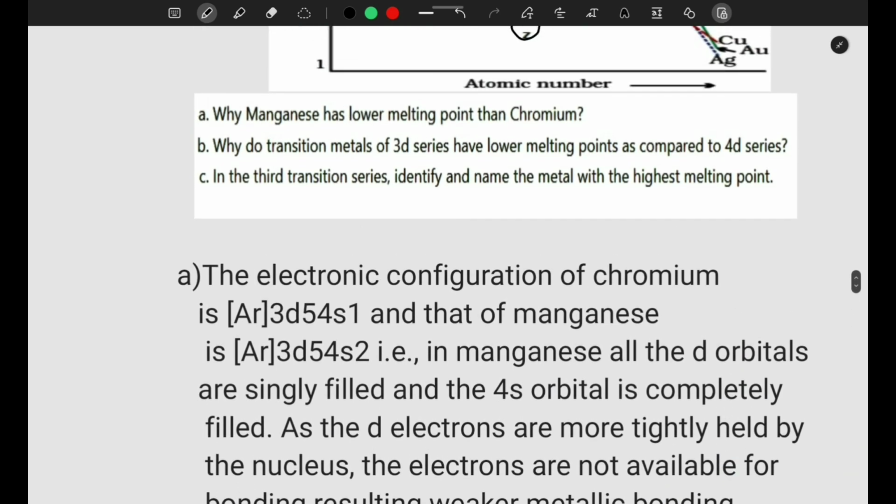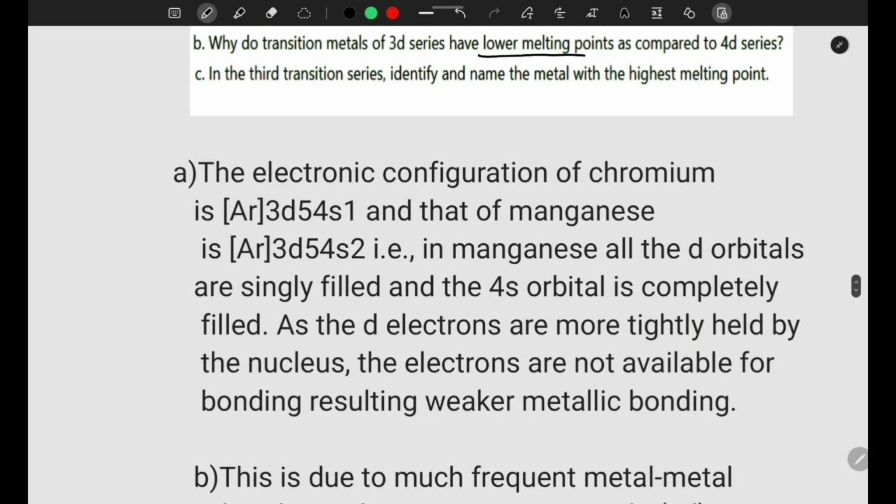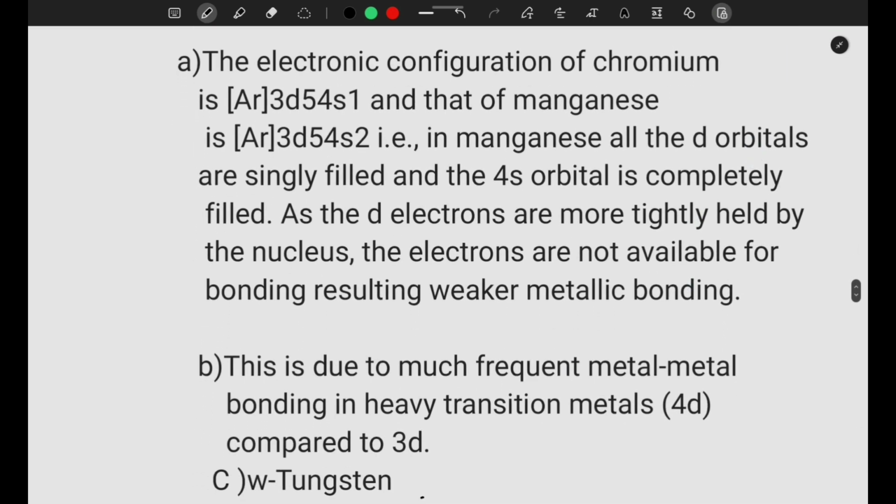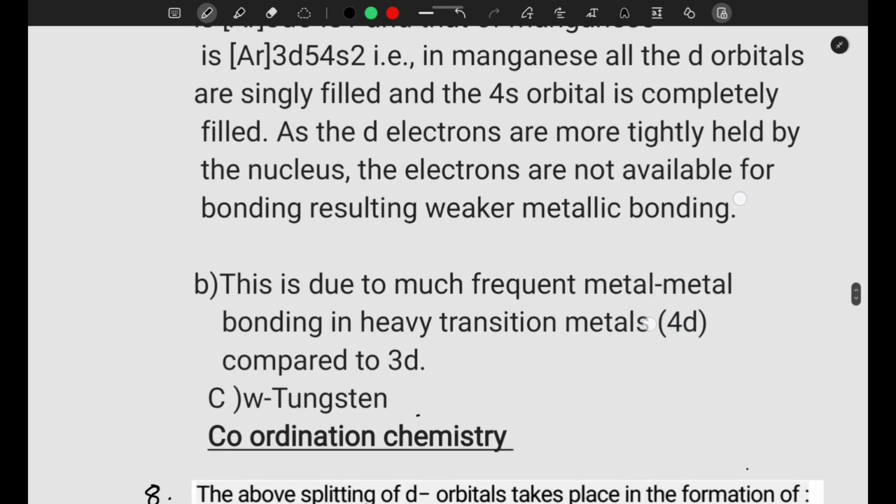Then, second question, why do transition metals of the 3d series have lower melting point as compared to the 4d series? In the 4d series and 5d series, the heavy transition metals, we can see frequent metal-metal bonding. So that we can see in heavy transition metals compared to 3d. That is why 3d has lower melting point and 4d and 5d have higher melting point.